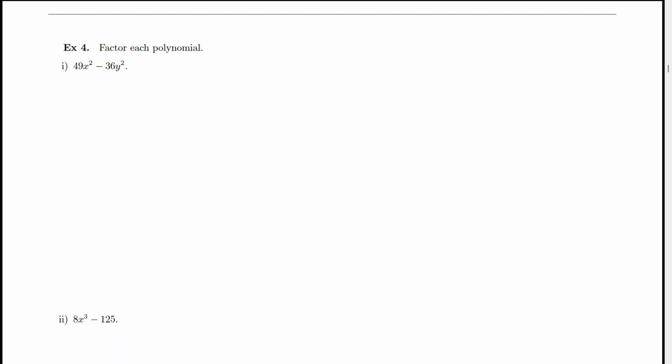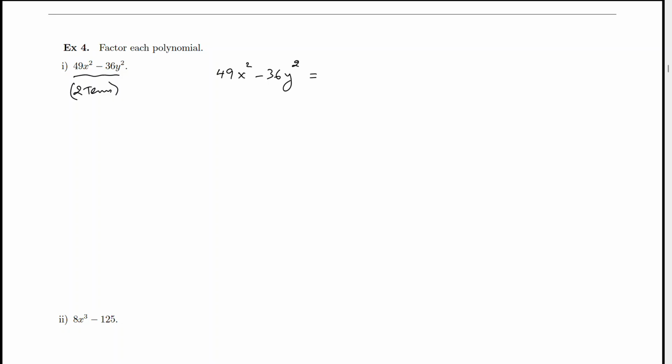Now let's move on to example 4, where the question again is to factor each polynomial. However, this time we're dealing with 2-term polynomials. So in this case, we're dealing with 49x squared minus 36y squared. And right off the bat, I don't see anything common to the 49 and the 36 or the x squared with the y squared. So maybe there's a special pattern.